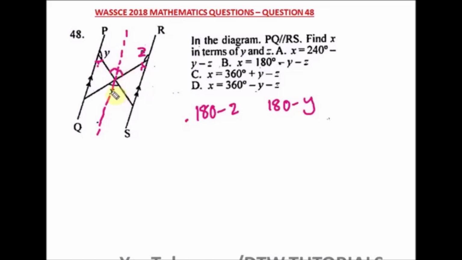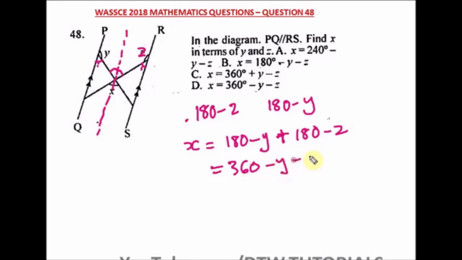So we have to add this up to get our x. So x is equal to 180 minus y plus 180 minus z. These two angles will add up to get x. From here, what can we add up? 180 plus 180 will give us 360. So we're left with minus y minus z. So to get x in terms of y and z, x is equal to 360 minus y minus z. This is our answer, and our right option here is option D.